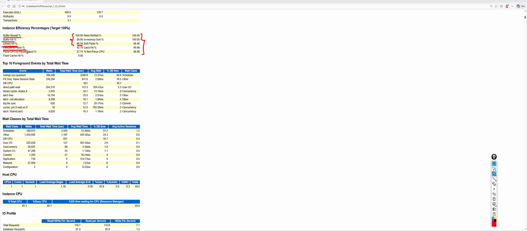So even execute to parse percentage, this is also one of the main metrics that you need to see. Execute to parse is the one which will determine whether the SQLs are executed or not. Right? So parsing is completely different and execution is different.